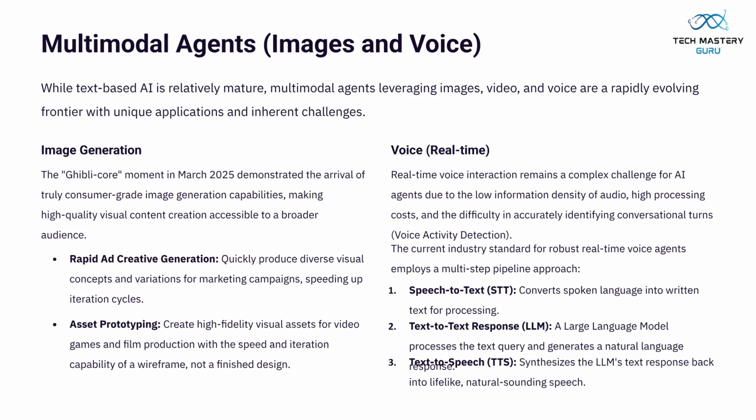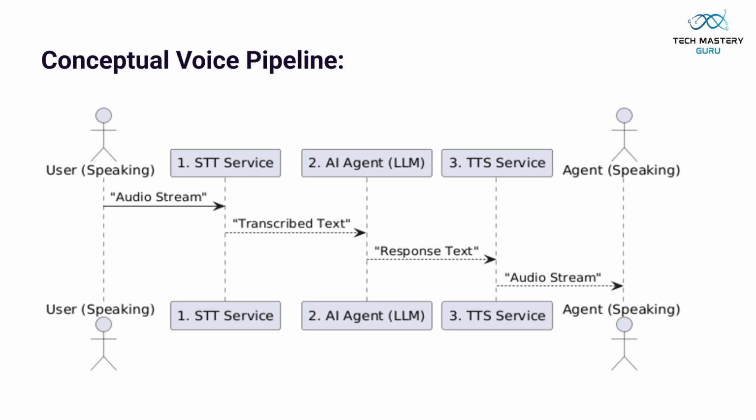Image generation has reached consumer-grade quality, enabling rapid ad creative and asset prototyping. Real-time voice interaction, however, remains challenging due to low information density, high processing costs, and the complexity of voice activity detection, often requiring a multi-step pipeline. This diagram depicts a conceptual voice pipeline. It shows a multi-step process involving speech-to-text, a large language model for text-to-text response, and text-to-speech, illustrating how real-time voice agents process and generate spoken interactions.